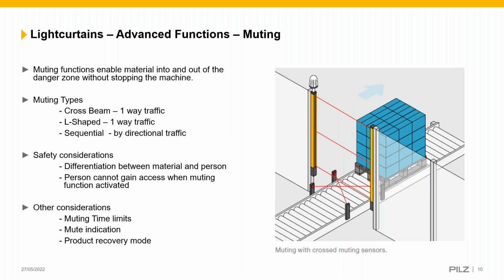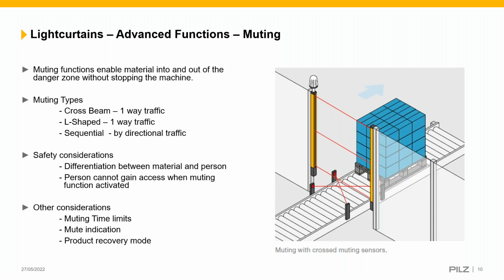There's some other considerations. Previously, the 61496 used to talk about muting time limits. This has been removed, so you can have things sitting in the muting zone for extended periods of time, because we all know that as long as you cannot get past that pallet or that product or whatever it is to get into the danger zone, then it's okay for things to sit there to process. You used to previously have to have mute indication as well. This is no longer a requirement, so you don't actually need to have a muting lamp anymore.